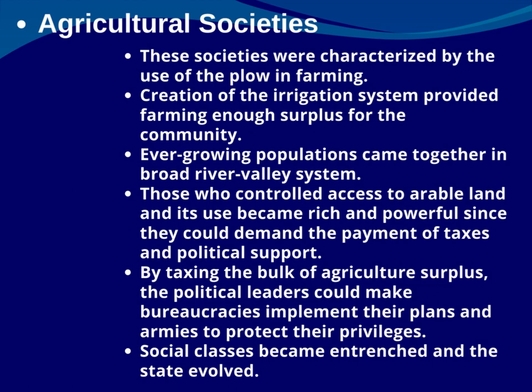Agricultural societies. These societies were characterized by the use of the plough and farming. Creation of the irrigation system provided farming enough surplus for the community. Ever-growing populations came together in broad river valley systems. Those who controlled access to arable land and its use became rich and powerful since they could demand the payment of taxes and political support. By taxing the bulk of agricultural surplus, the political leaders could make bureaucracies implement their plans and armies to protect their privileges. Social classes became entrenched and the state evolved.